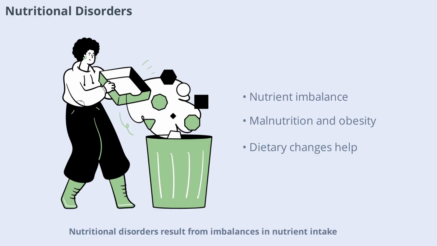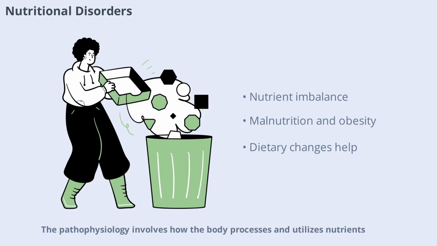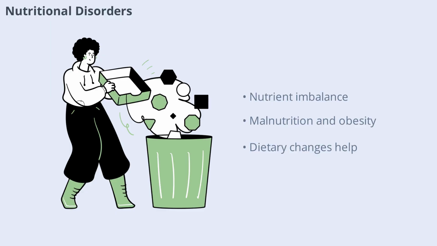Nutritional disorders result from imbalances in nutrient intake, such as deficiencies or excesses. Malnutrition can weaken the immune system and impair growth, while obesity increases the risk of diabetes and heart disease. The pathophysiology involves how the body processes and utilizes nutrients. Addressing these disorders requires dietary changes and sometimes medical intervention.